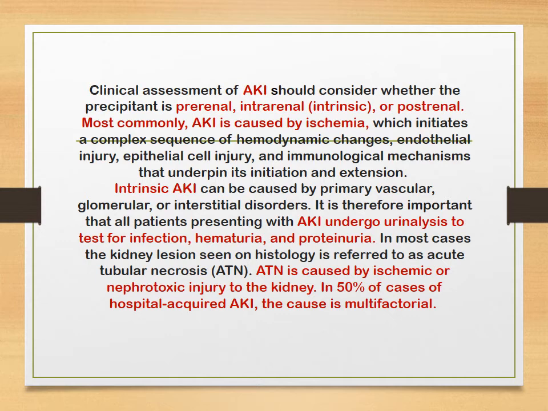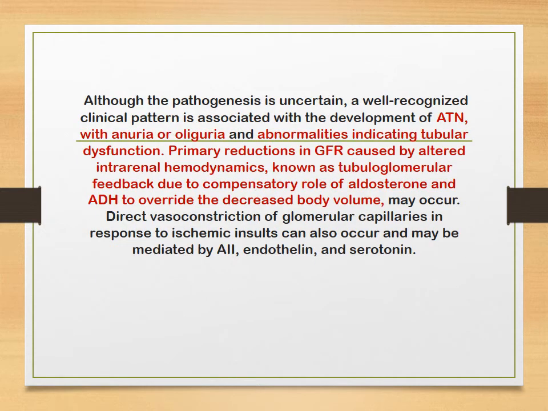So the main cause of acute kidney injury is acute tubular necrosis that results from ischemia of the renal tubules, due to hypovolemia, or due to nephrotic syndrome, or due to nephrotoxic drugs. Acute kidney injury, of which acute tubular necrosis is usually accompanied by anuria or oliguria, and abnormalities indicate tubular dysfunction.